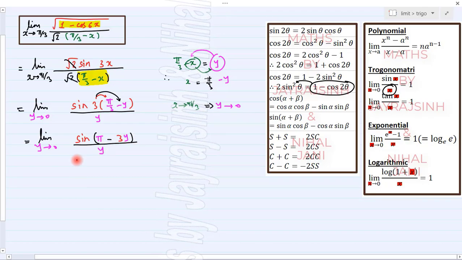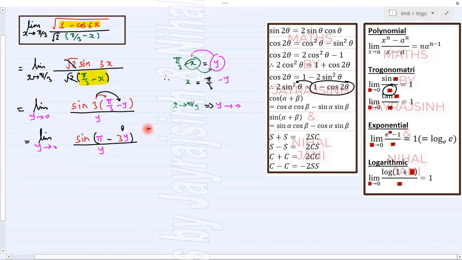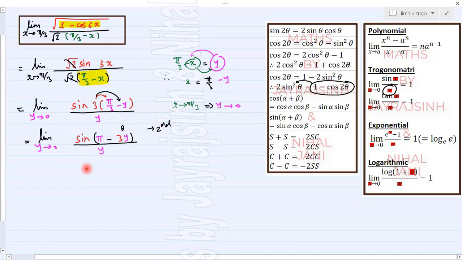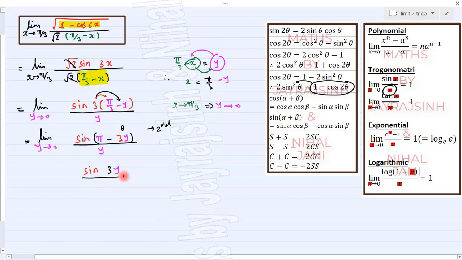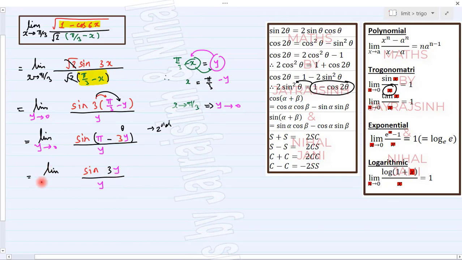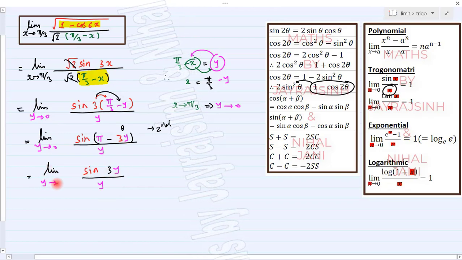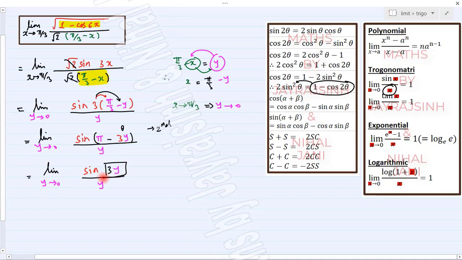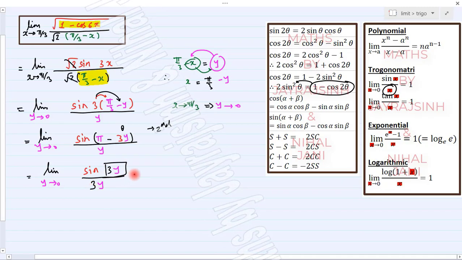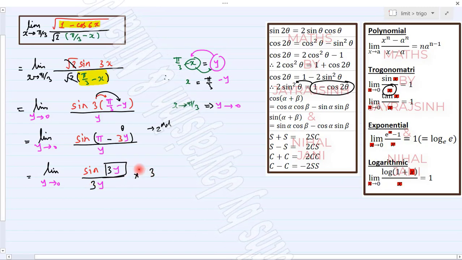Now we all know that sin(pi minus theta), which is in the second quadrant, will be positive. So here we'll get sin 3y upon y, where the limit is y tends to 0. Now we have 3y within the angle, so we need 3y in the denominator. So let's multiply and divide by 3.